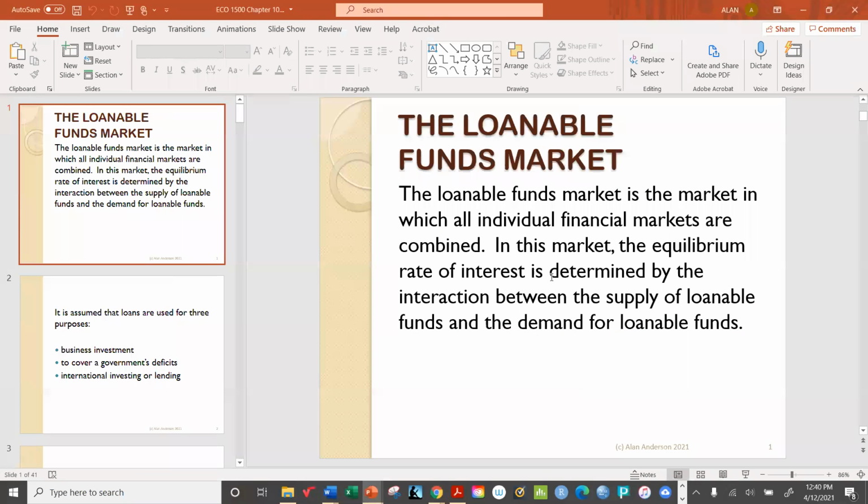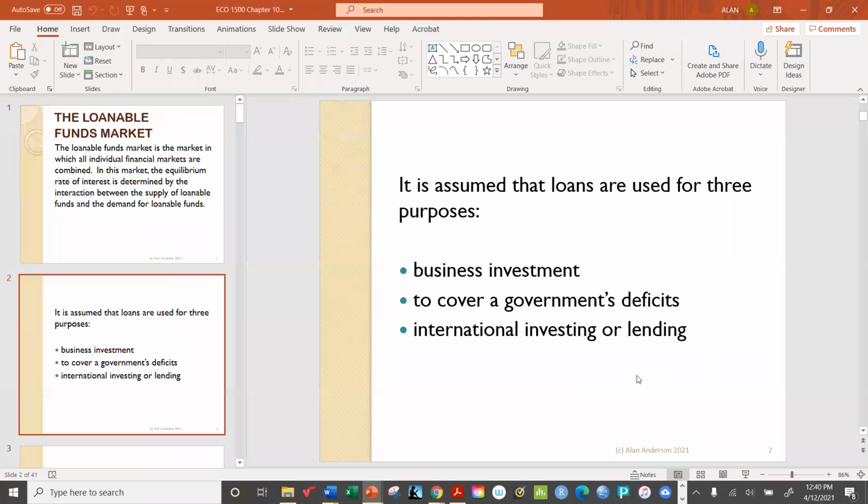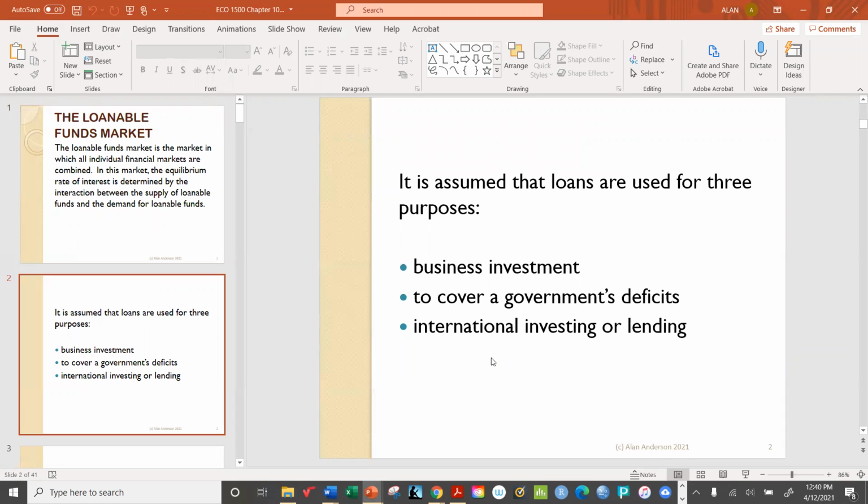where were we? So yes, this is the loanable funds market. And so we will have, like with any other market we've ever analyzed, a supply curve and a demand curve. So the loans that are being made are typically being used for business investment, deficits by the government, international investing or lending, that type of thing.